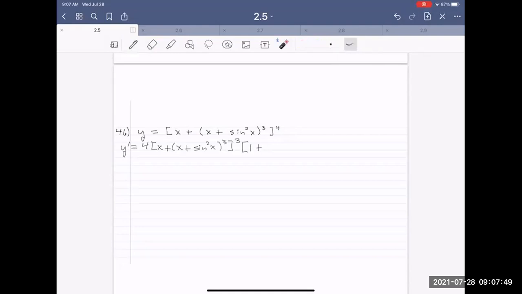Now I have to take the derivative of this. Well, this whole thing is raised to the power 3. So again, I have to use the general power rule. We'll bring the exponent out in front. Rewrite what's inside to the power of 1 less. And so I'll bring the 3 out in front. Rewrite what's in the parentheses, all to the power of 1 less.